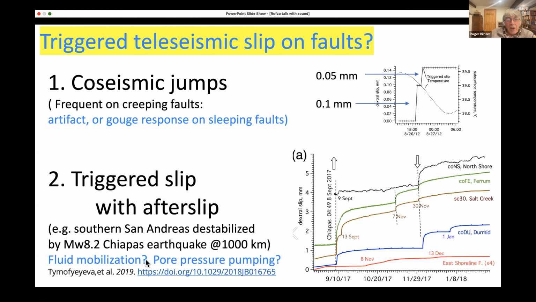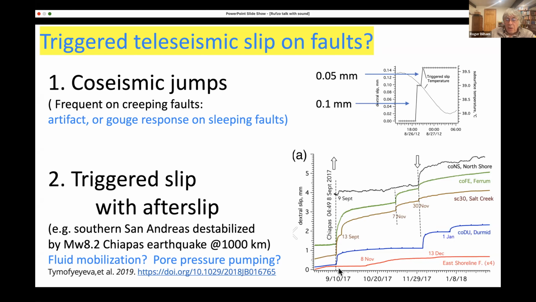For example, here's an example of afterslip. Andrea showed this slide before. This was the magnitude 8.2 Chiapas earthquake at a distance of 1,000 kilometers from the southern San Andreas. It went through a little jump, which you can't actually see on this figure. And then in the next 2 or 3 months, a sequence of propagating dislocations traveled up and down the fault.